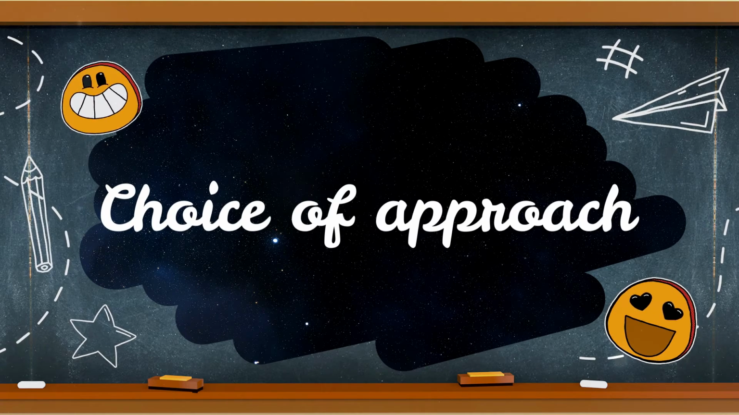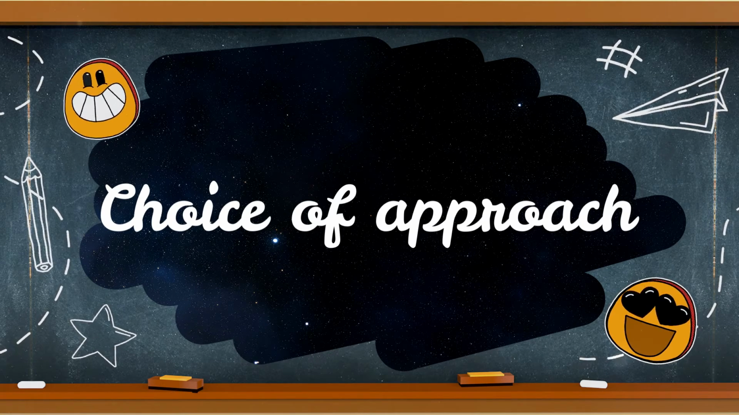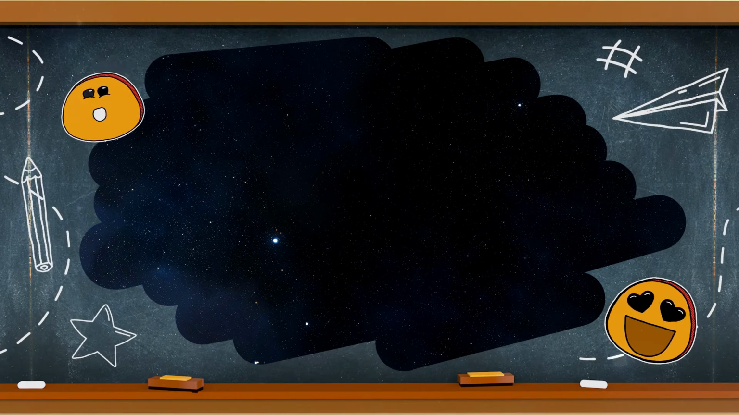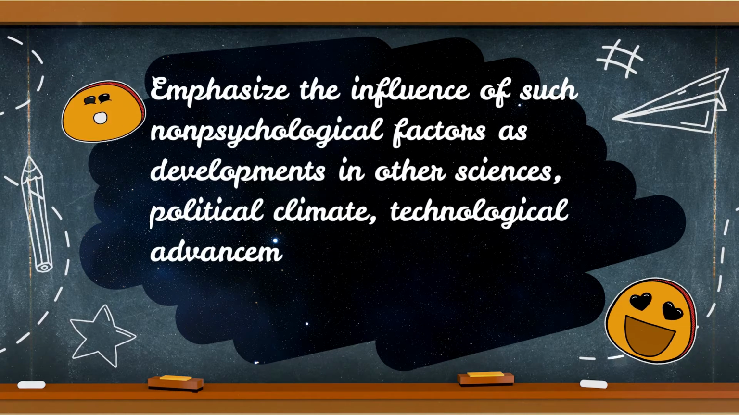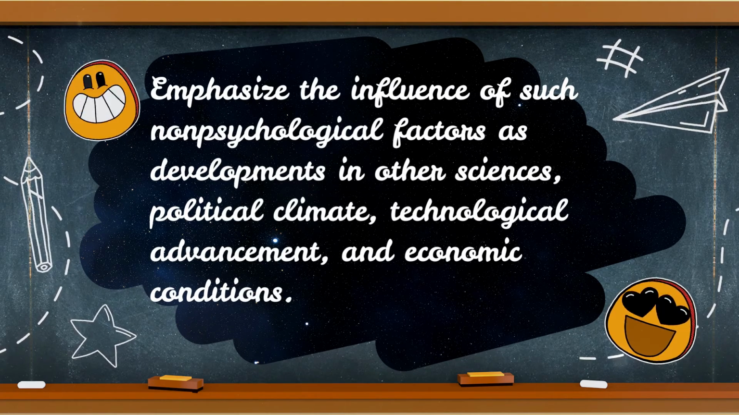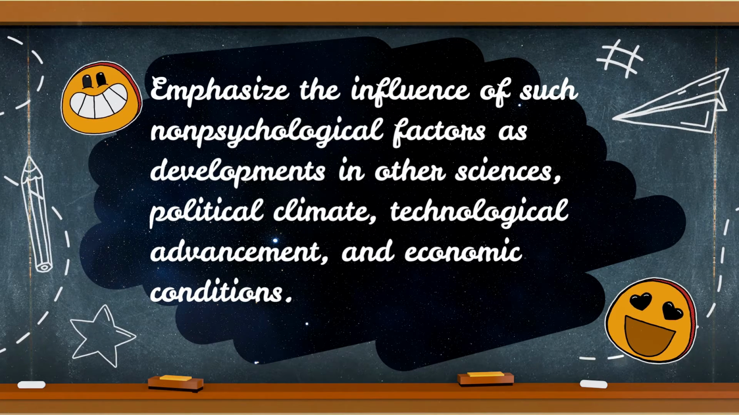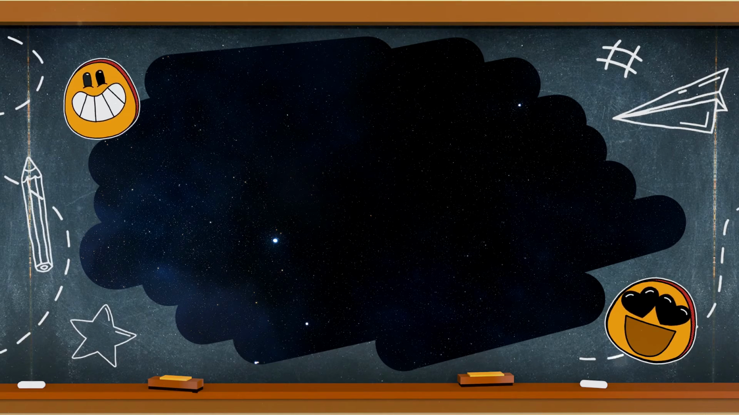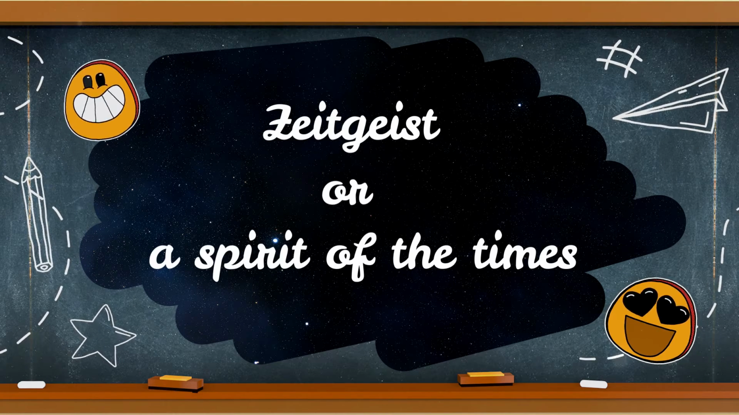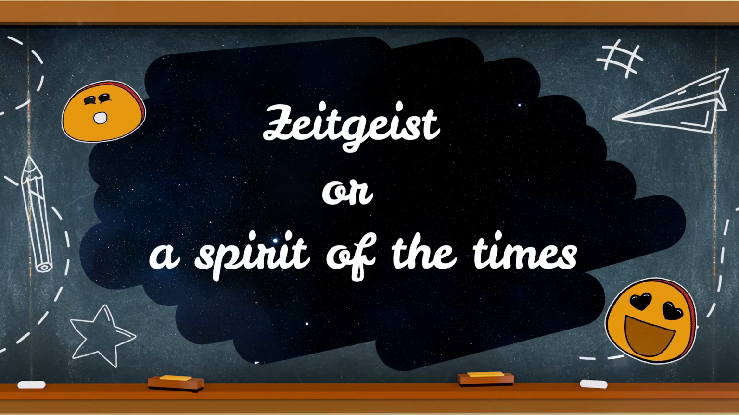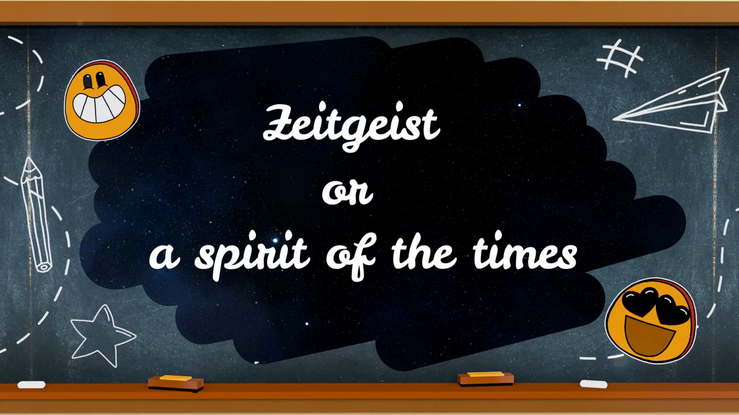Choice of approach. Once the material to be included in a history of psychology has been chosen, the choice of approach remains. One approach is to emphasize the influence of such non-psychological factors as developments in other sciences, political climate, technological advancement, and economic conditions. Together, these and other factors create a zeitgeist, or a spirit of the times, which many historians consider vital to the understanding of any historical development.